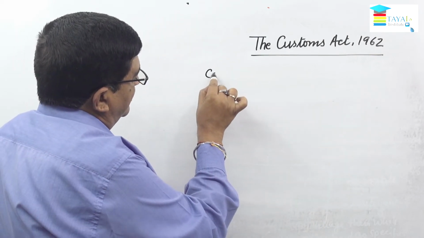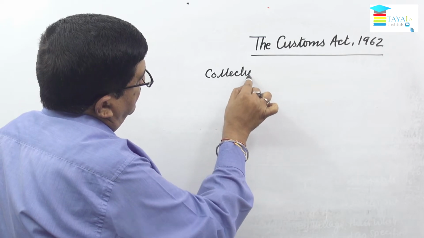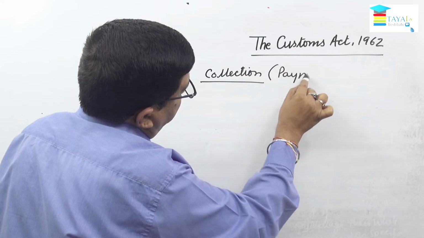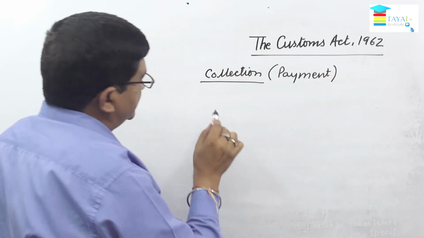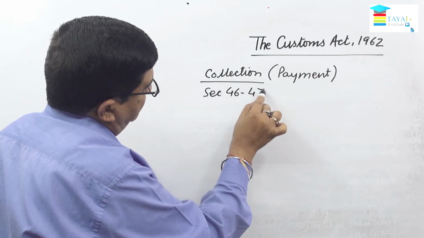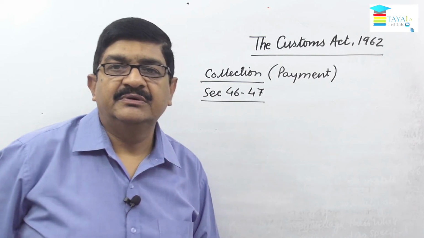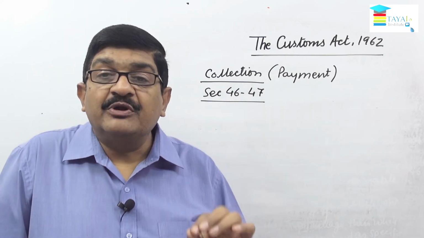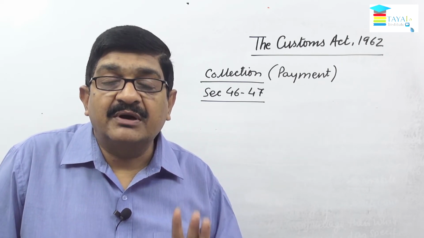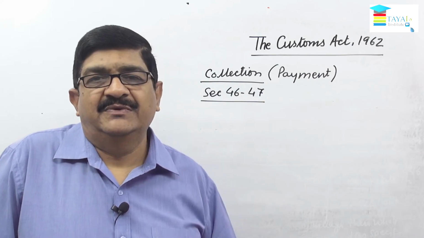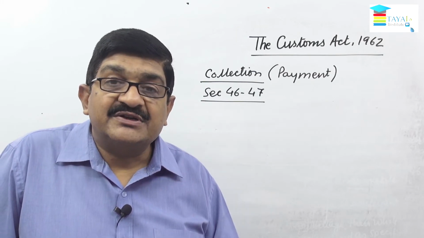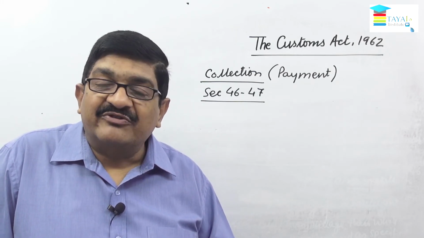So, collection, or you can say payment, this is section 46-47. In case of import, the bill of entry is required to be filed under section 46 along with all relevant documents including the amount of duty determined by the importer. And the duty becomes payable when the assessed copy of the bill of entry is returned and payment is as per section 47.